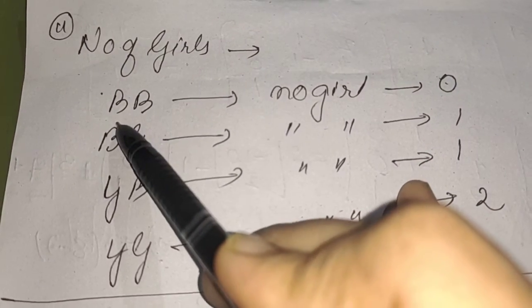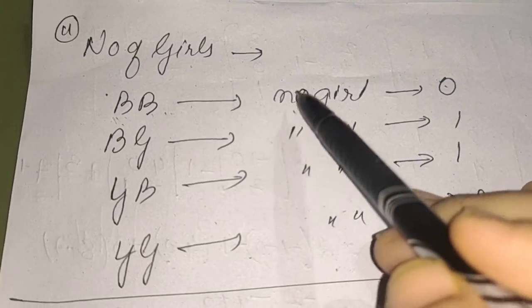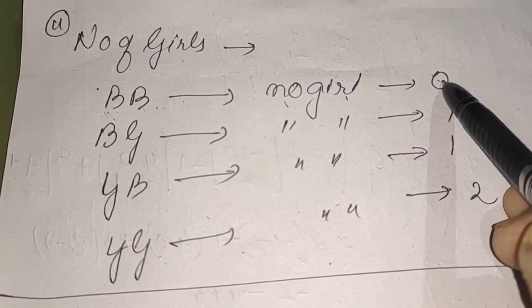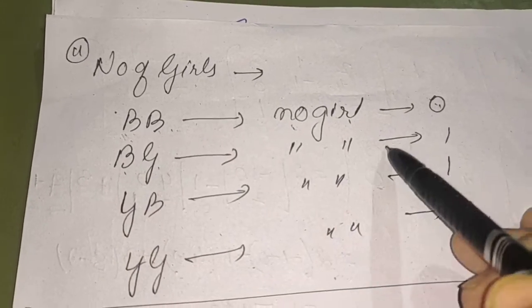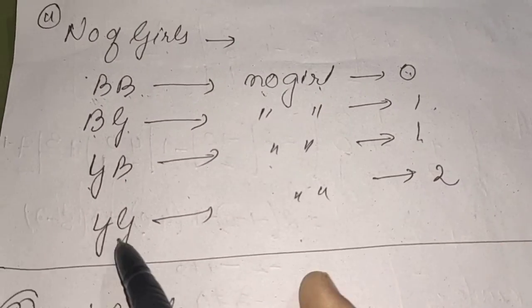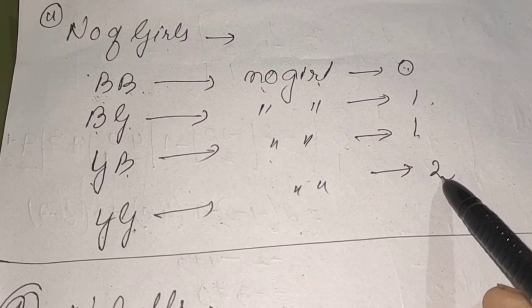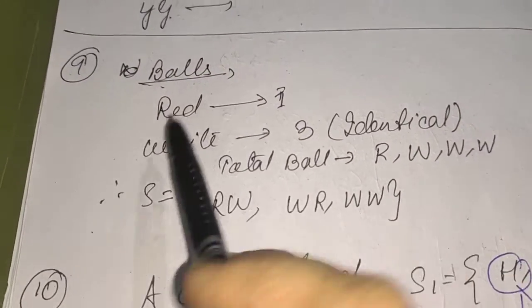So according to the sample space, the first one is 2 boys. If there are 2 boys, the number of girls will be 0. There will be no girl. If it is boy girl, then the number of girls is 1. If it is girl boy, the number of girls is 1. If both are girls, the number of girls is 2. Then after question number 8, let us go to question number 9.